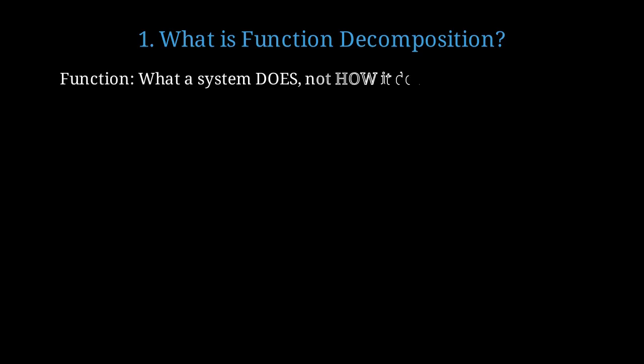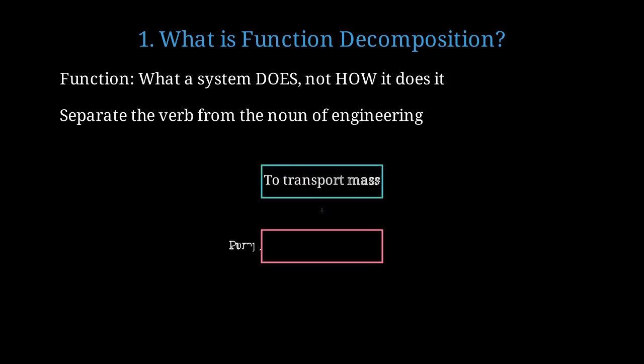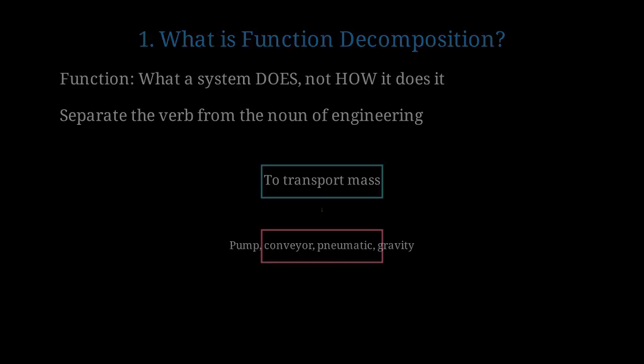A function describes what a system does, not the specific physical mechanism used to accomplish it. Think of it as separating verbs from nouns in engineering. The function is the verb, the physical mechanism is the noun. For example, the function might be to transport mass, but we could achieve this with a pump, a conveyor belt, pneumatic pressure, or gravity flow.